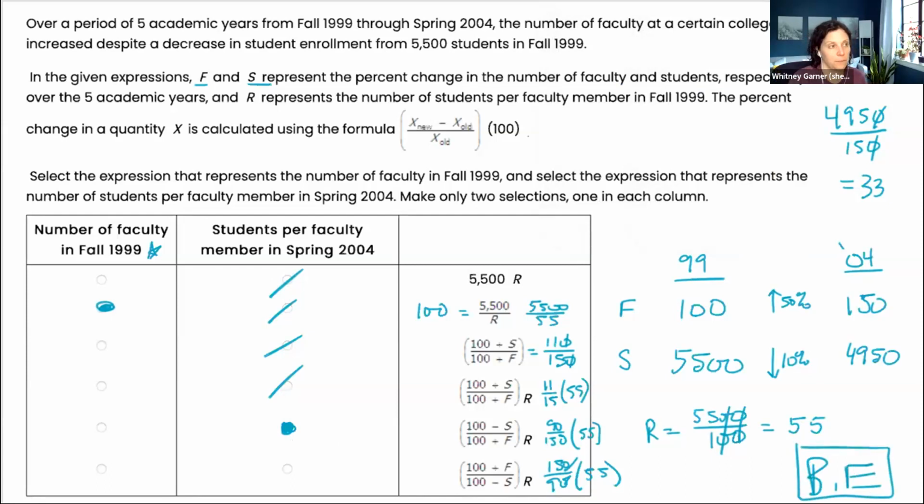Nice, y'all. So again, variables in your answer choices, think about the smart numbers.